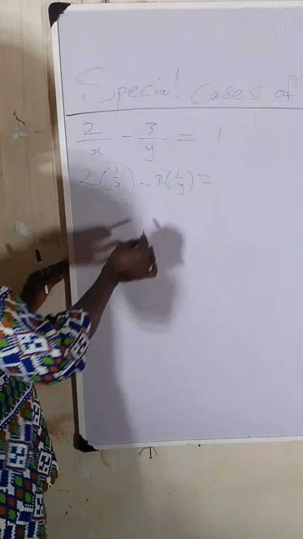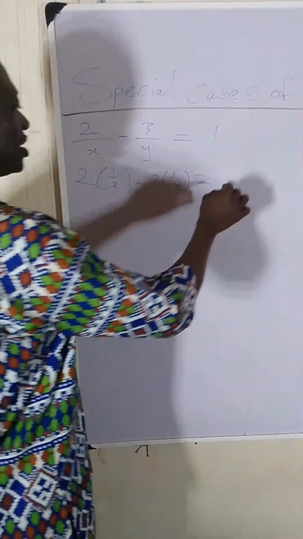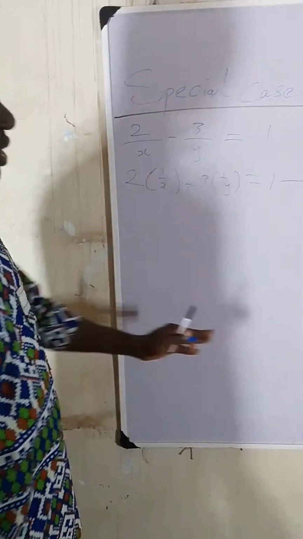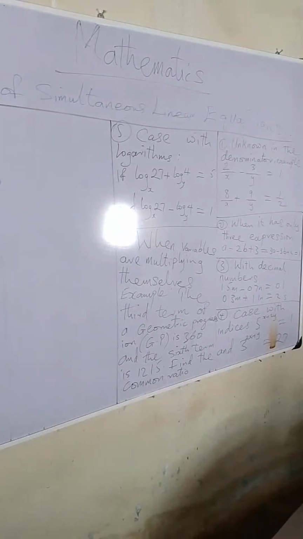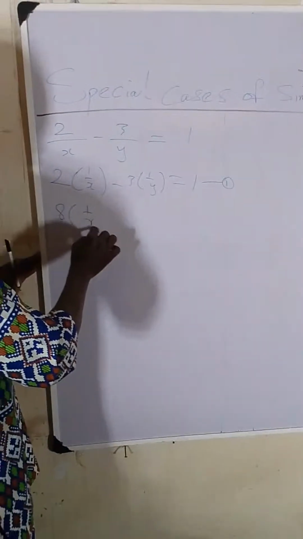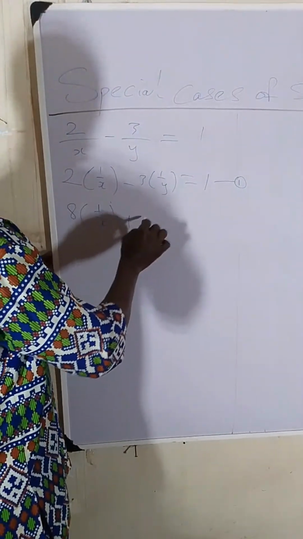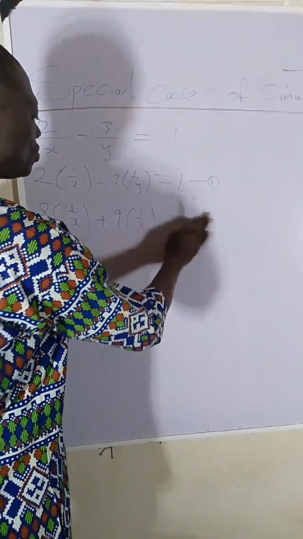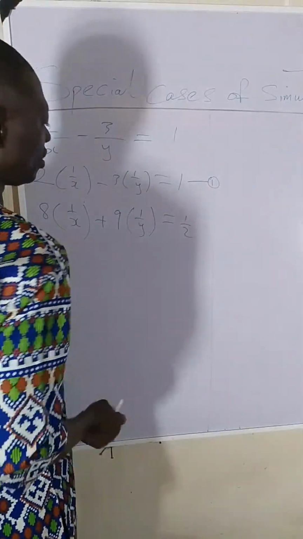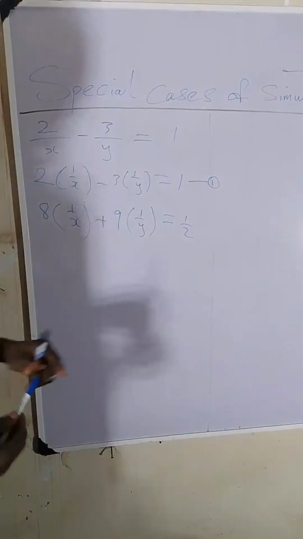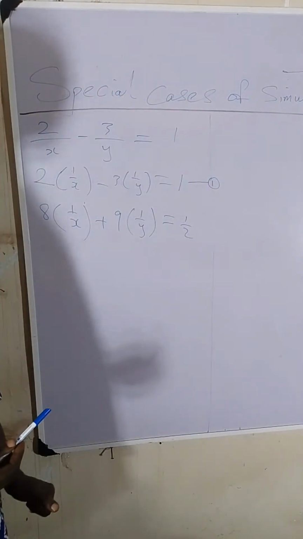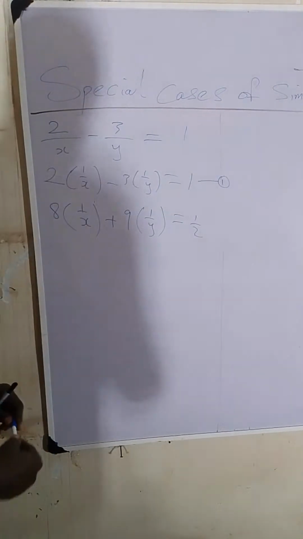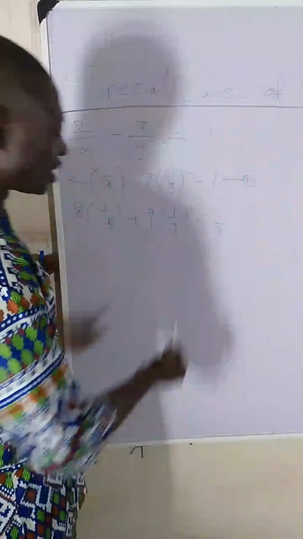2 into 1 over x minus 3 into 1 over y is equal to 1. Consider it to be equation number 1. And going to the second equation, we have 8 into 1 over x plus 9 into 1 over y is equal to 1 over 2, which is half. However, because we have half here, we will consider the half as a fraction, of course. We will not consider anything inside the bracket as a fraction, remember. So we are going to multiply each term by 2 to remove this fraction here.